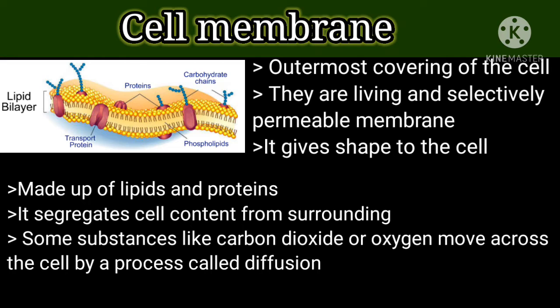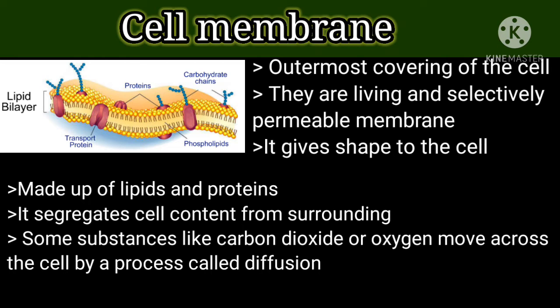Some substances like carbon dioxide or oxygen across the cell are moving by the process of diffusion. For example, some substances like CO2 accumulate in high concentration inside the cell. In the cell's external environment, the concentration of CO2 is low as compared to that inside the cell. As soon as there is a difference of concentration of CO2 inside and outside a cell, CO2 moves out of the cell from a region of high concentration to a region of low concentration.